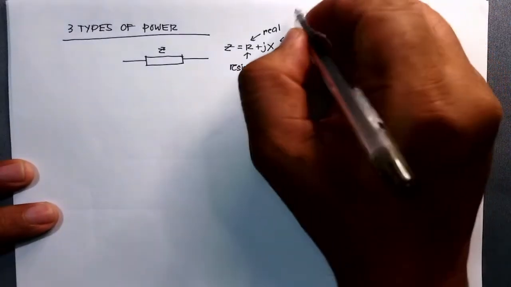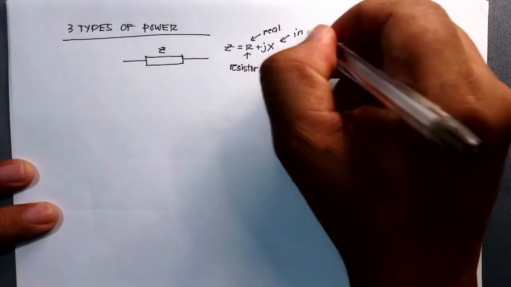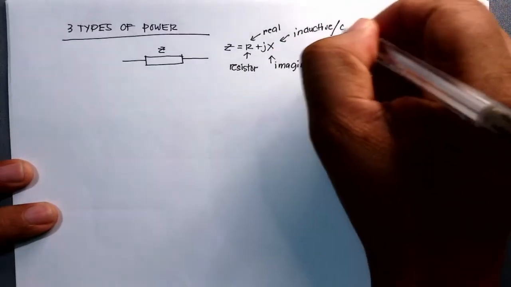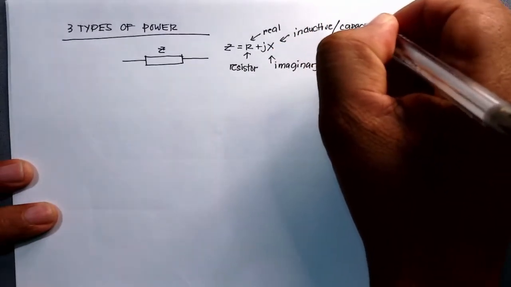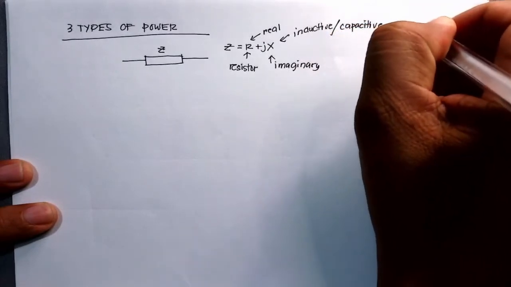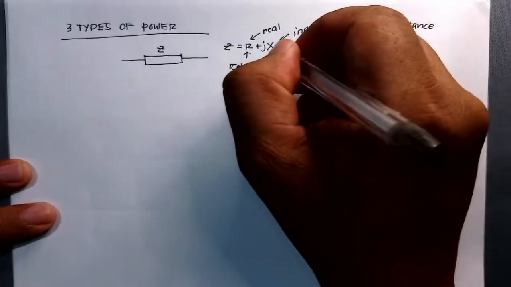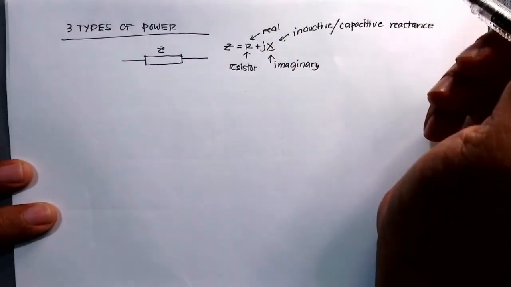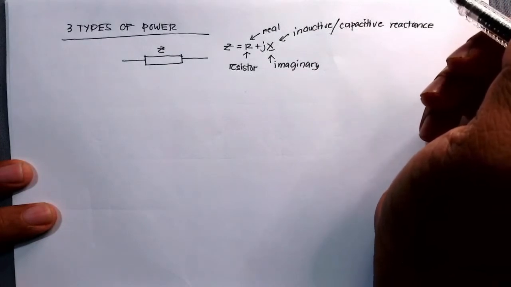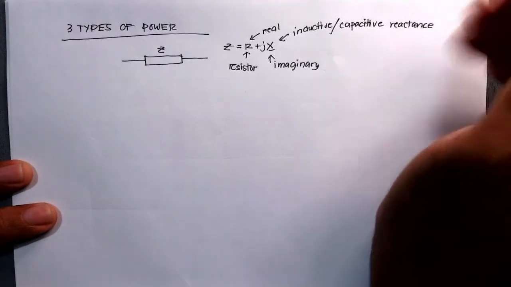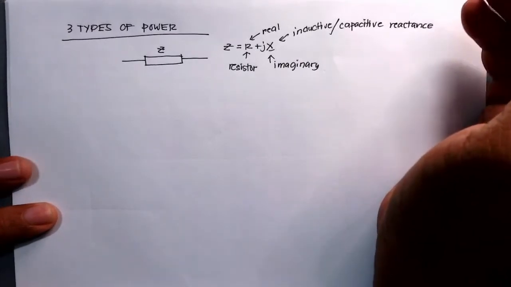what we call the inductive or capacitive reactance. It can be inductive or capacitive. Okay, reactance, or this is the reactance. It is represented by X. Okay, so it will be inductive if it is more on the inductance. It will be capacitive reactance if it is more on the capacitor.